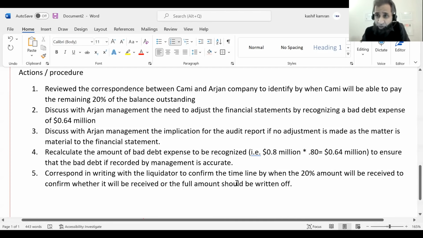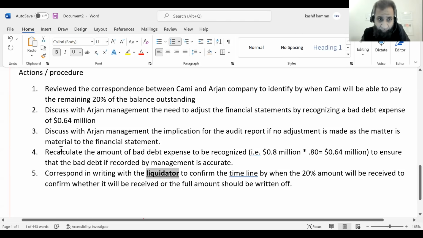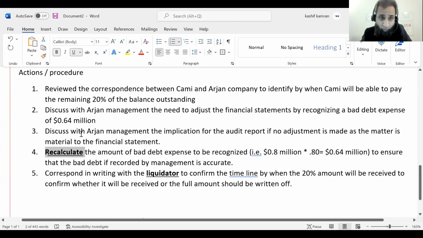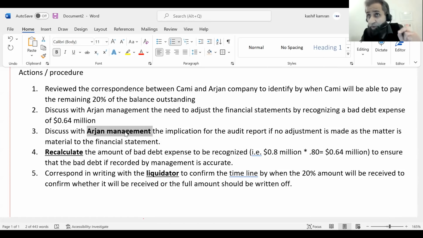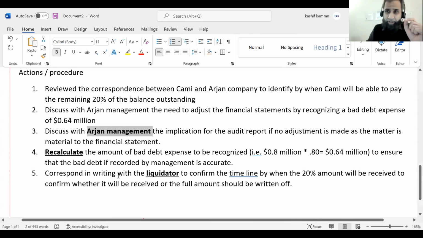See how many actions and procedures I've made? Almost 5. But were they out of the case study? Did I focus on the liquidator because that was given in the case study? Did I focus on recalculation because that was specific to the case? Did I focus on Urgent management, not on any XYZ management? A lot of times students write management. Always put the name of the company. The name of the company is extremely important, right?